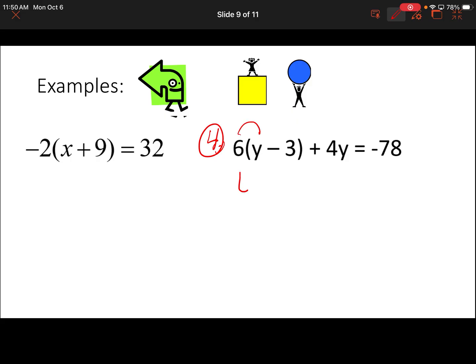So your first layer would be 6y minus 18 plus 4y equals negative 78. I have to distribute. Then I collect, just like we did in our homework on Friday, or Wednesday, or Thursday, whenever I saw you last. Just like we did in our last assignment.